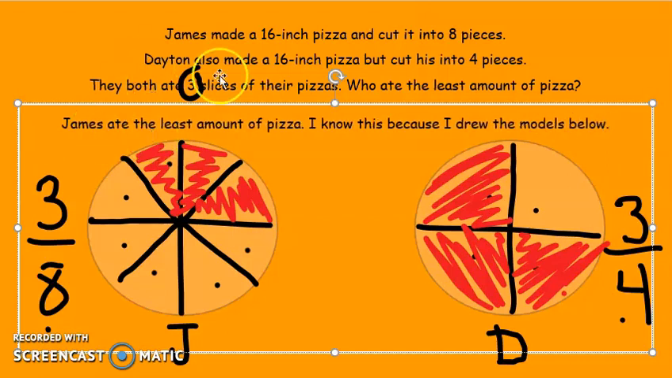And that's just me explaining in my words. How did you figure it out? I know this because I drew the models below. That's how I figured it out. If you want to know, Miss Sauer, how I figured it out, look for yourself. You can see these models I've illustrated and I'm showing you my work. And you can see that this is a bigger amount of the circle than this. Go ahead and move on.